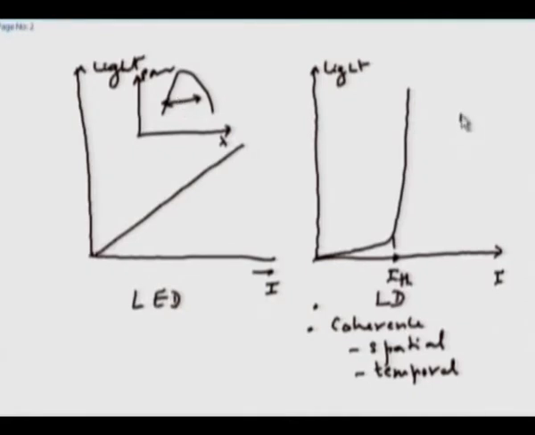Now, if you do the same thing in a laser diode, you would see that the laser diode spectrum is extremely sharp, meaning the light emits in an extremely narrow range of lambda. Now, this is what is called temporal coherence. Now, because of this, laser diodes are extensively used in several applications.